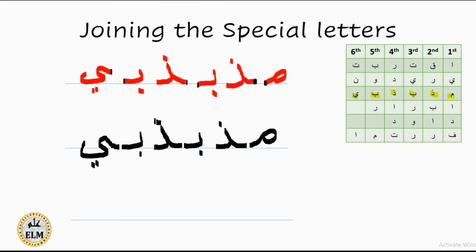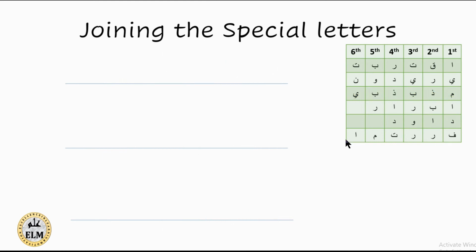Okay, now let's use this and write the word properly. Ma, dhal. Okay, and ba, and dhal, and ba, and ya. So this is how you will join this word. Let's join the next word. So we will join alif, ba, ra, alif, and ra. This word.